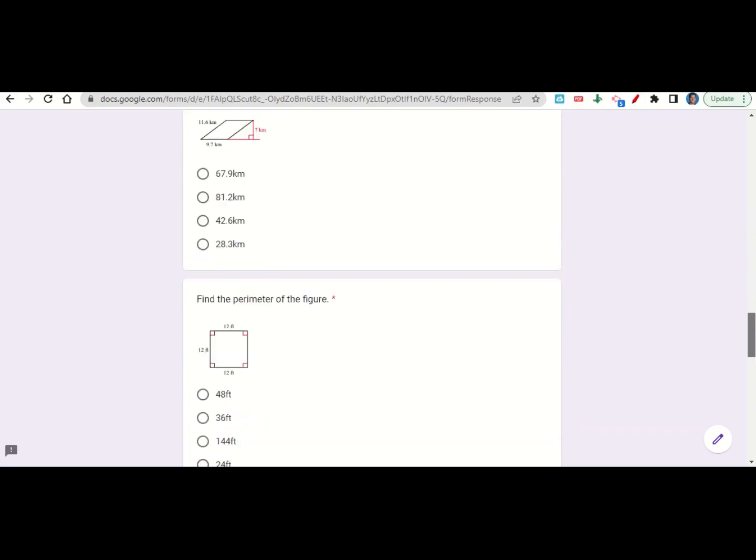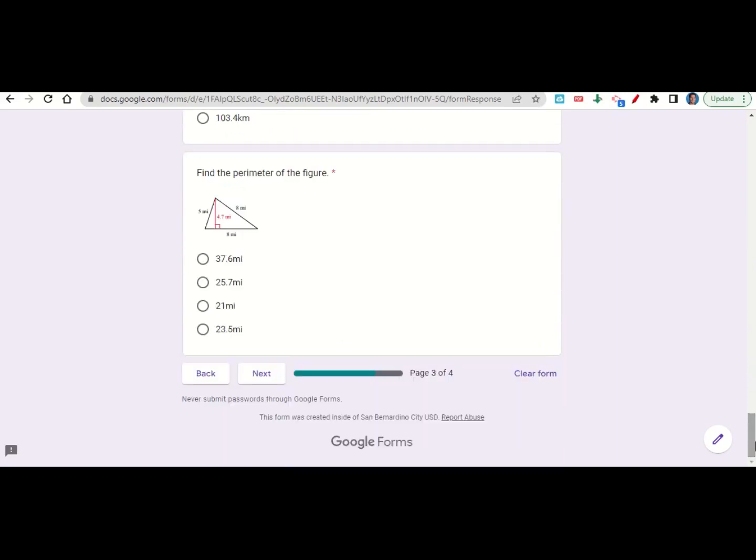And then we'll continue to answer all of these until we get to the end of the assignment. Once you get to the end, go ahead and click Next. This will take you to your Before You Go. Go ahead and fill out your Before You Go and then submit your work on Google Classroom.